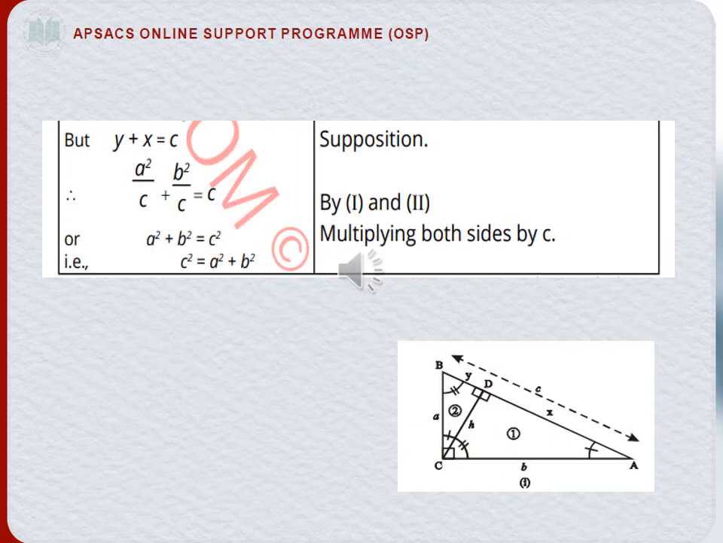Dear students, if we look at the triangle ABC, then the line segment AB is labeled by small c and it is equal to x plus y. So we have written this relation here, c equal x plus y. This is our supposition by looking at the diagram, and we have made the relation for x and y in previous two slides. We put those two expressions here, a square over c plus b square over c equals c. And in the next step we have multiplied both sides by c and we have obtained this equation, that is c square equal a square plus b square. This is the proof of the given theorem.